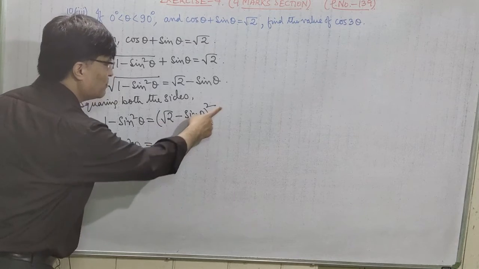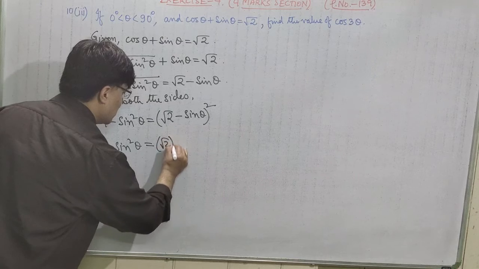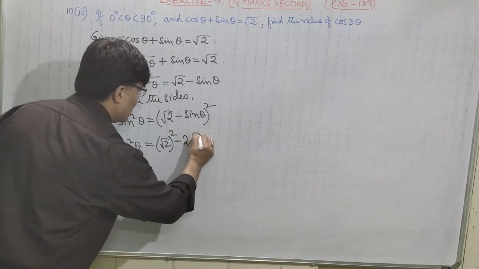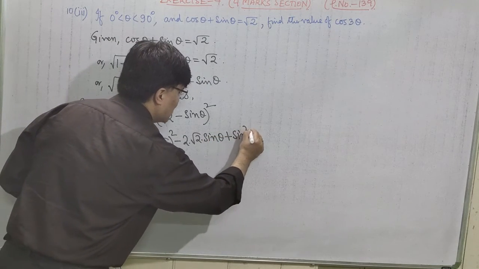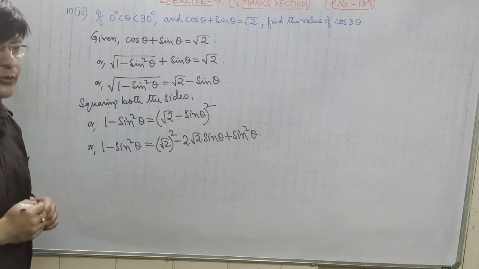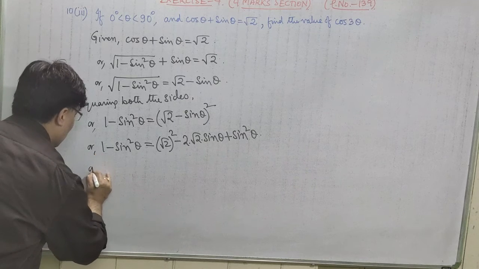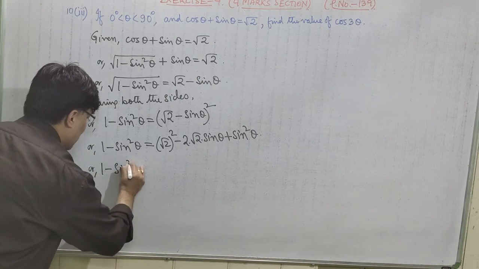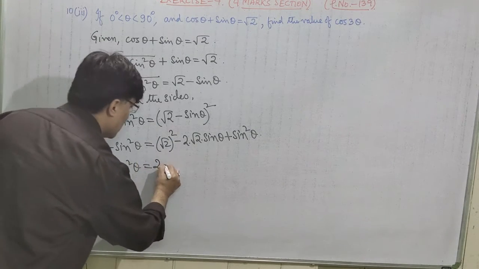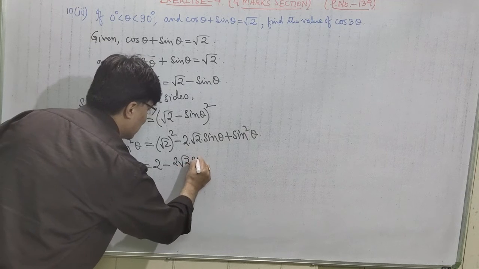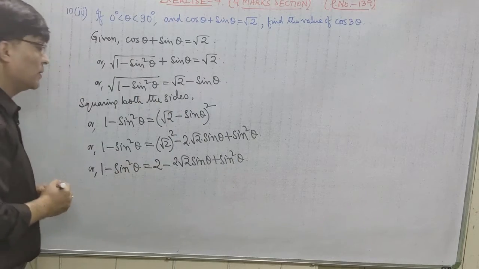Is it clear now? On the right hand side this is a minus b whole square. So you know that a minus b whole square is a whole square, root 2 whole square, minus twice into a, root 2, into b, sin theta, plus b whole square, which is sin theta whole square, equal to sin square theta. So now 1 minus sin square theta is equal to, root 2 whole square is 2, minus 2 root 2 sin theta, plus sin square theta.